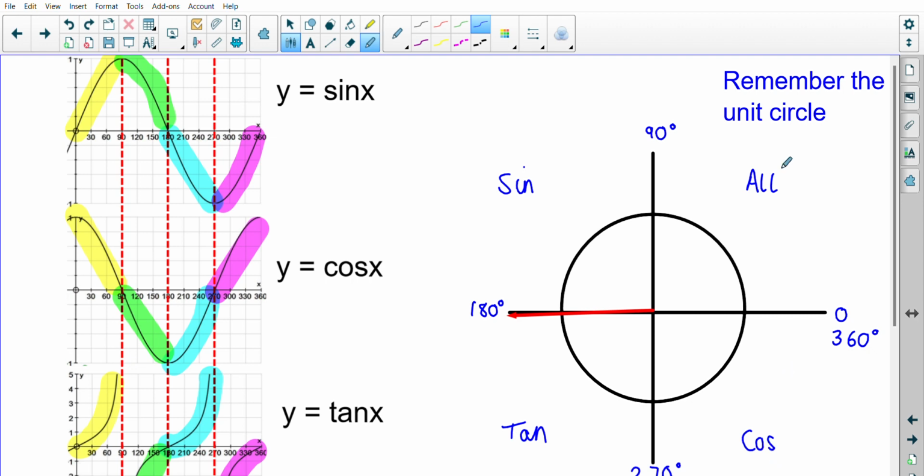So all means that all graphs, sine, cos and tan, are positive between 0 and 90. Between 90 and 180, only sine is positive. Between 180 and 270, only tan is positive, and between 270 and 360, only cos is positive. And you can see that from what I was doing with the graphs.